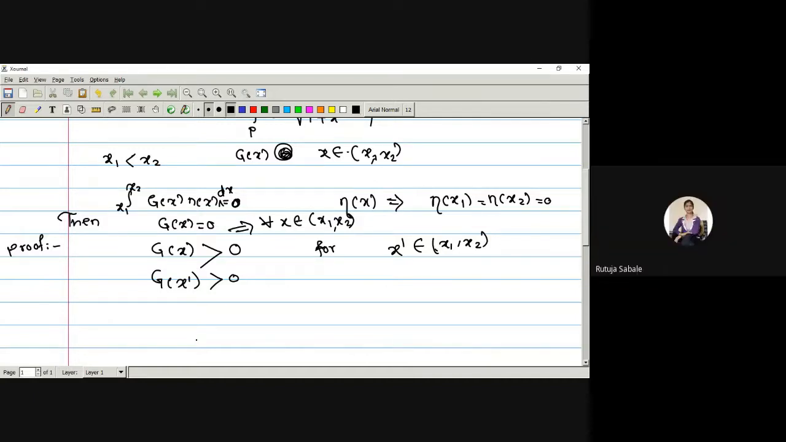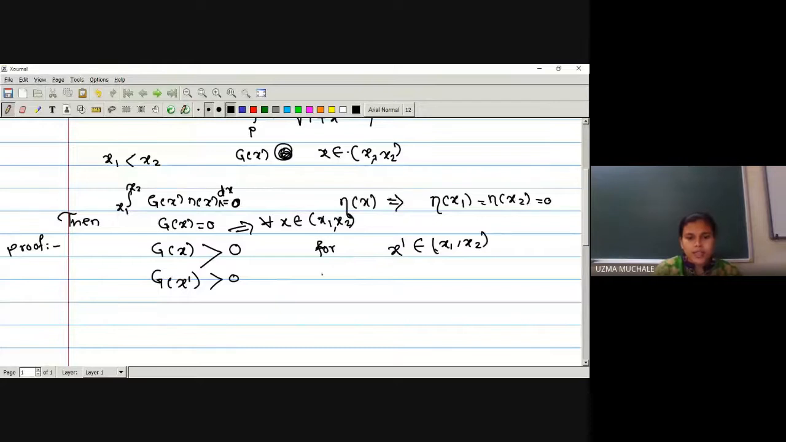Yes, ma'am. Or otherwise, you can assume that g of x dash is not equal to 0 for x dash belonging to this interval.